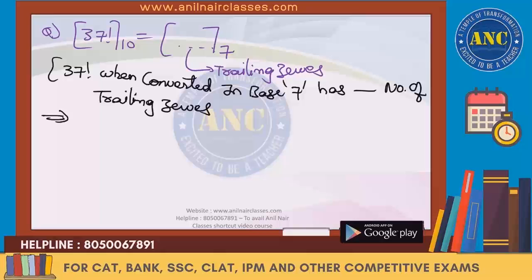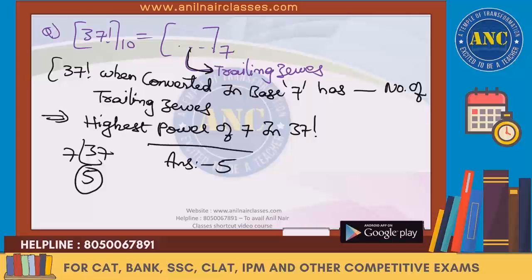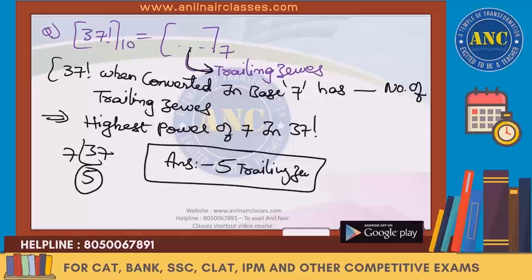Just now we discussed that the number of trailing zeros in base system 7 is nothing but the highest power of 7 in 37 factorial. So this is nothing but 7 5s are 35. Answer is 5 zeros at the end. Just a twist in the question. You might think that the question is difficult. It is not a difficult question. It's an easy question.